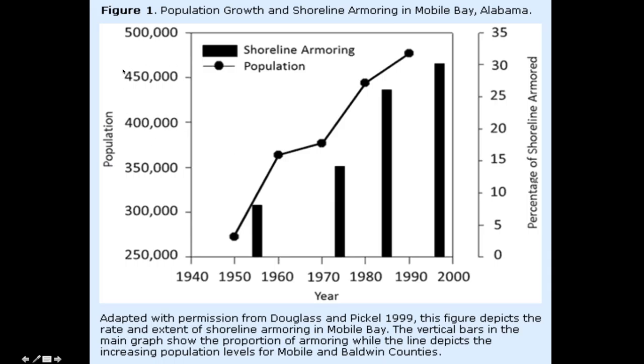So again, this is the axis. This is proportion of the total shoreline armored in the bar graph, and then the line plot here is right over on this axis. Now, this is not quote unquote wrong, but you guys should note this does not go to zero. Right? Why does it not go to zero? Right, but I'm saying why?